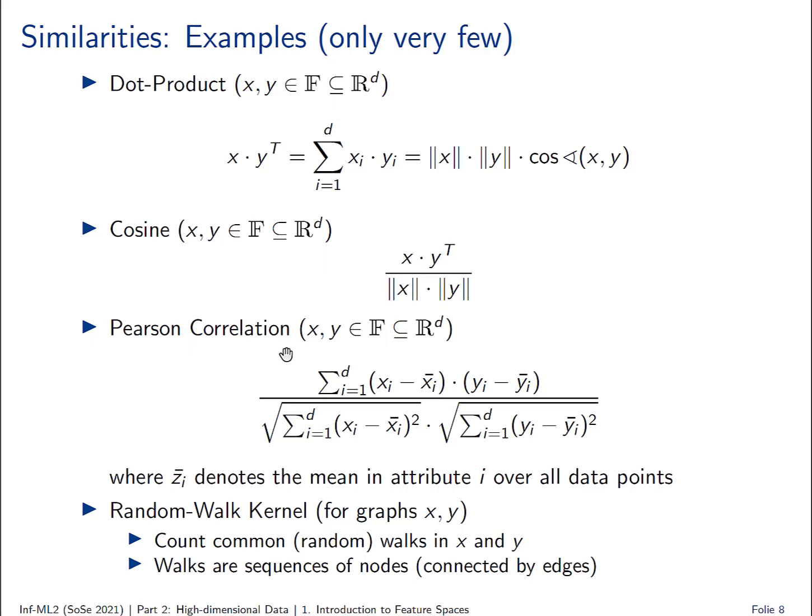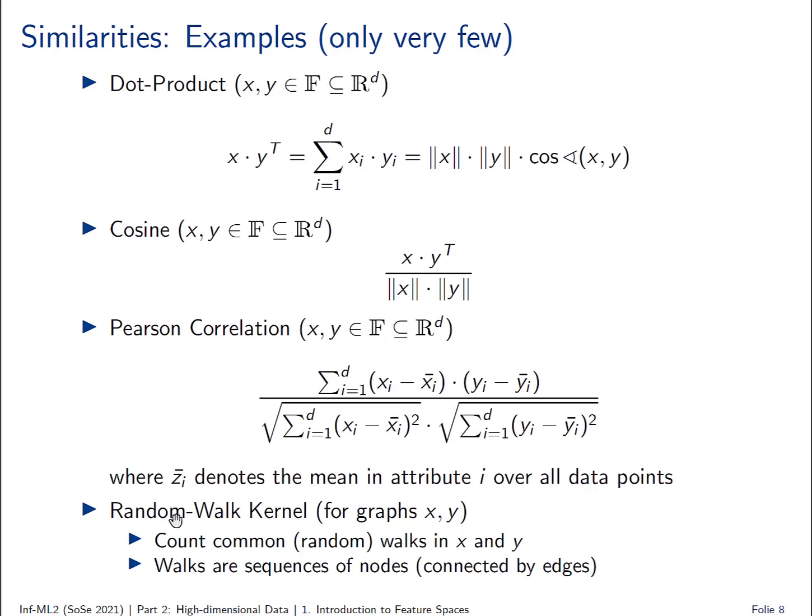which somehow measures the correlation between the individual feature values with each other. So we compare the individual feature values of x with the mean vector of x, and the individual feature vector values of y with the mean vector of y, so to say. And so that somehow measures the correlation between the individual features in that case.